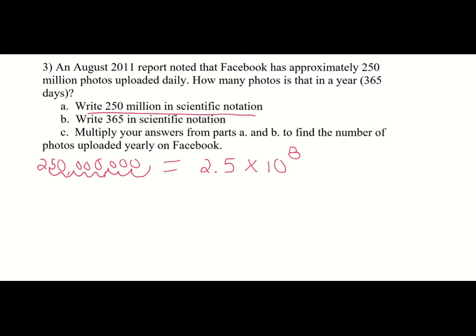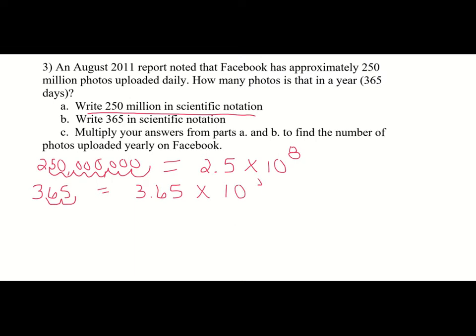And then 365, to write it in scientific notation, is pretty easy. It's a smaller number, but we can do it. So again, the decimal point's at the end if you don't see it. So 1, 2. So it's going to be 3.65 times 10 to the 2nd power.